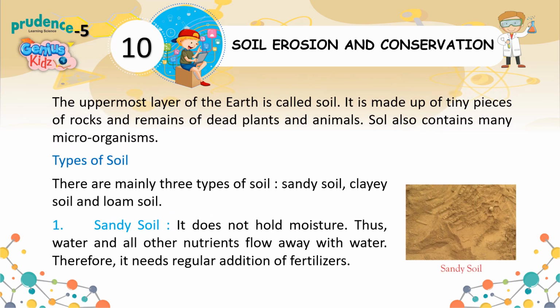The uppermost layer of the earth is called soil. It is made up of tiny pieces of rocks and remains of dead plants and animals. Soil also contains many microorganisms.